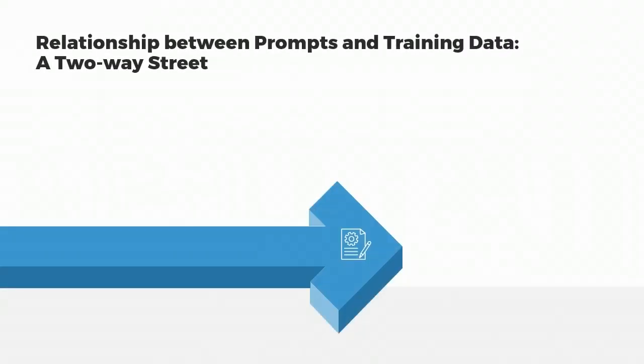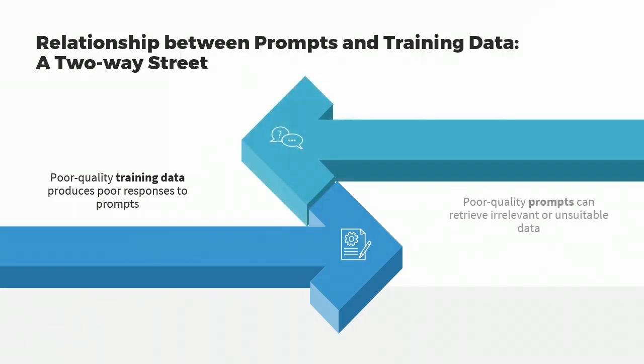So the relationship between prompts and training data is a two-way street. Poor quality training data produces poor responses to prompts, no matter how well crafted the prompts may be. And poor quality prompts used in training can retrieve irrelevant or unsuitable data, regardless of how accurate the training data may be. In essence, when fine-tuning, the prompts and the desired responses work in tandem.